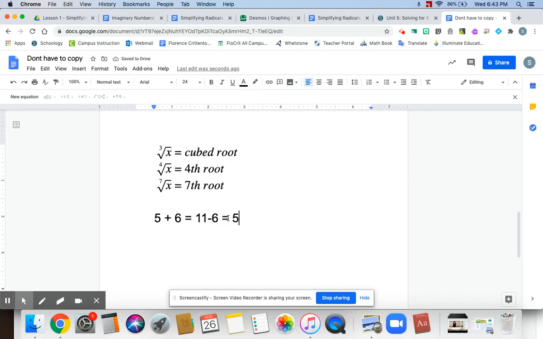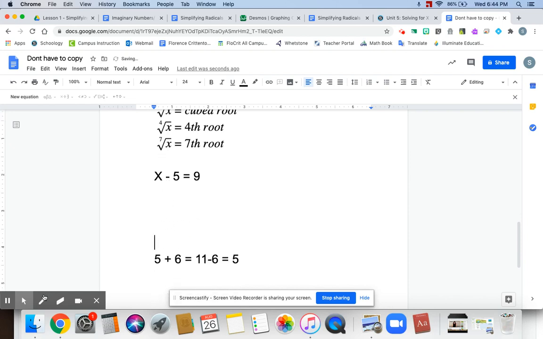So adding undoes subtracting. So for example, when we solve for x, if I had x minus 5 equals 9, basically it's saying what minus 5 is 9. Well, if I want to undo this minus 5, I can draw my line, and the inverse of subtracting, remember we just said, is adding, because adding and subtracting are inverses.